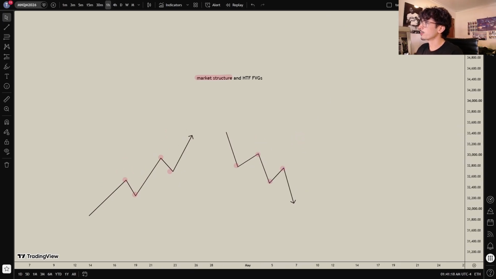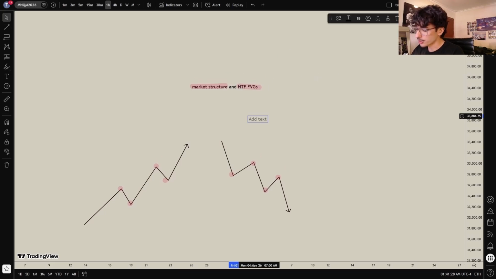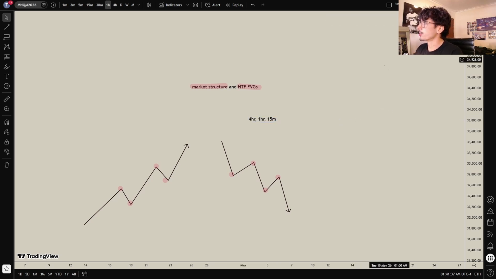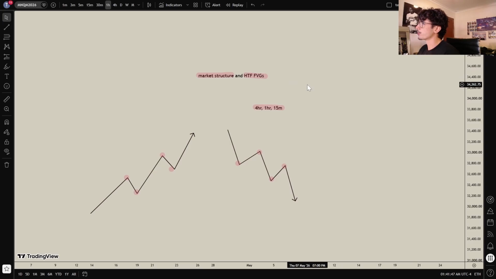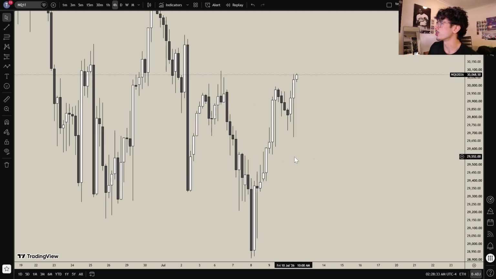And then with high time frame fair value gaps, the time frames that I use are the 4-hour, 1 hour, and 15-minute time frames. These are what I call my higher time frames. These are the time frames which I cycle through at the beginning of every trading session, and I check for high time frame fair value gaps. I try to see if they're getting respected or disrespected, and then I align my market structure with it to find my general bias.